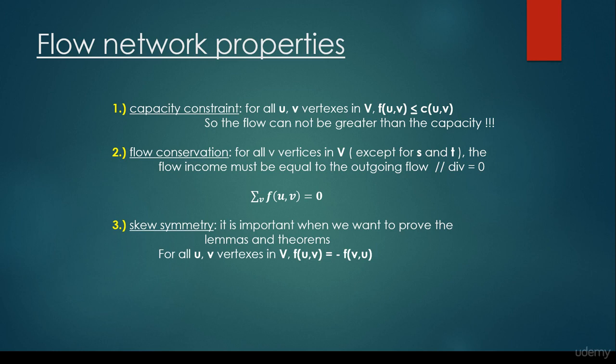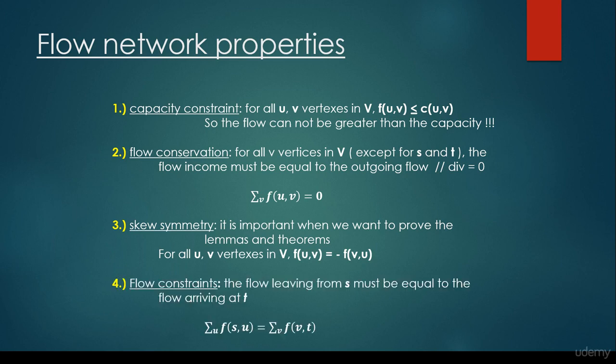Okay, what about the skew symmetry? It is important when we want to prove the lemmas and the theorems, for example, the maximum flow minimum cut theorem and so on. So basically it states that for all the u, v vertices in the V vertices set, the flow f(u, v) is equal to the minus flow f(v, u). So basically if there's an edge pointing from u to v, then the flow assigned to this given edge is equal to minus f(v, u). It means that there's an edge pointing from v to u. We can assign the same flow, but we have to multiply it with -1.